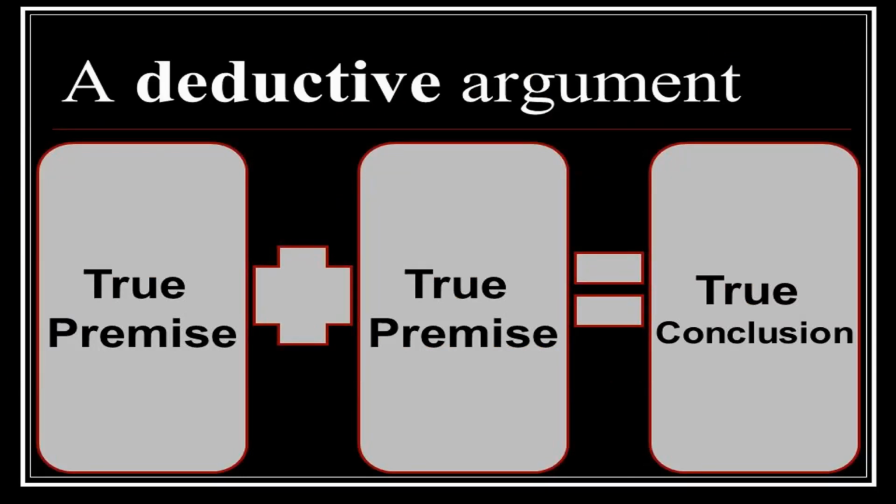The terms: a premise is a reason. A conclusion is what naturally comes out of that reason. A true premise plus a true premise equals a conclusion. Something very definite. 1 plus 1 equals 2. Math, logic, these are all really much the realm of deductive arguments. They're absolute. You can come up with an answer which is 100% verifiably true.